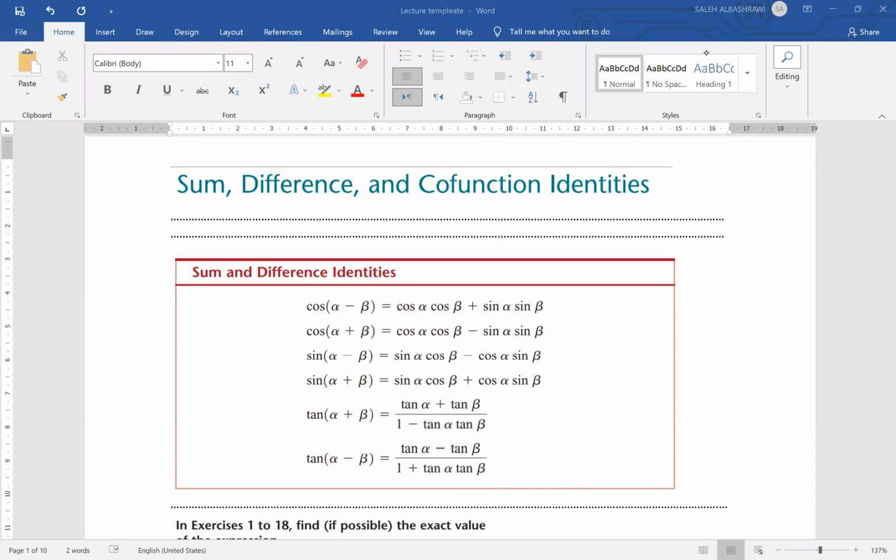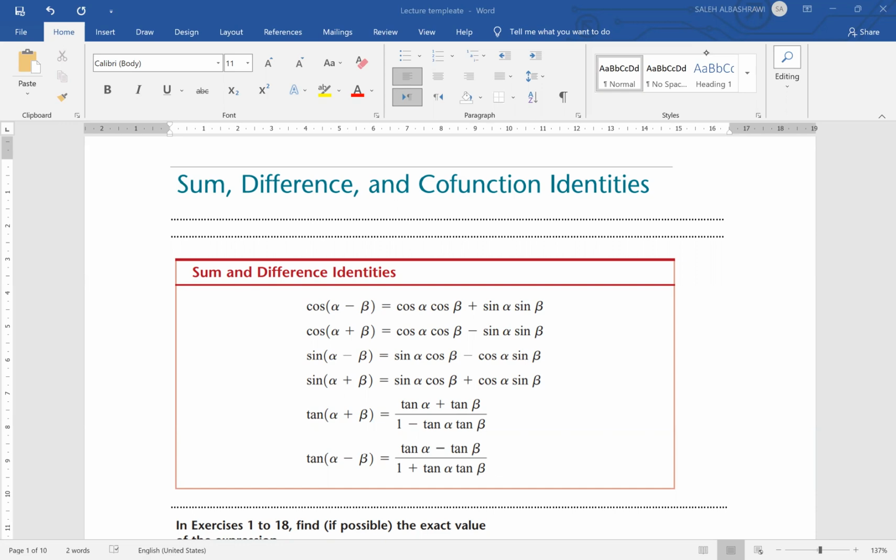Today we are going to speak about the sum, difference, and cofunctions. Starting with the sum and difference identities. As we said before, an identity is an equation which is true for any value of the given variable, theta or x. The left-hand side is always equal to the right-hand side.